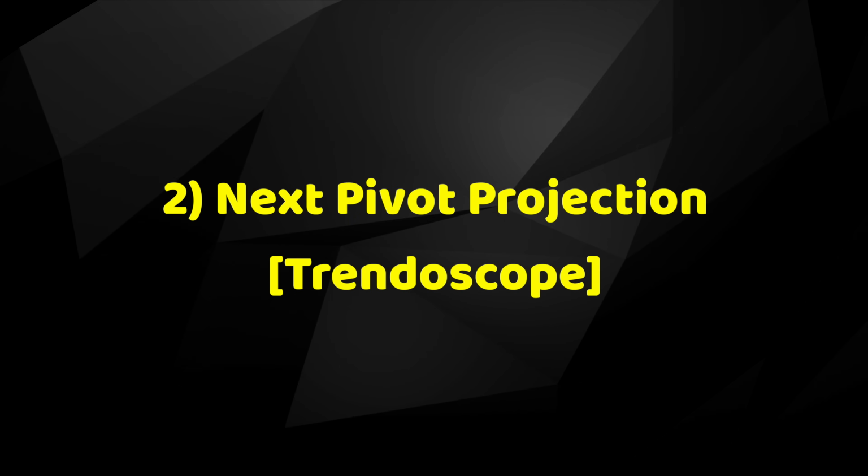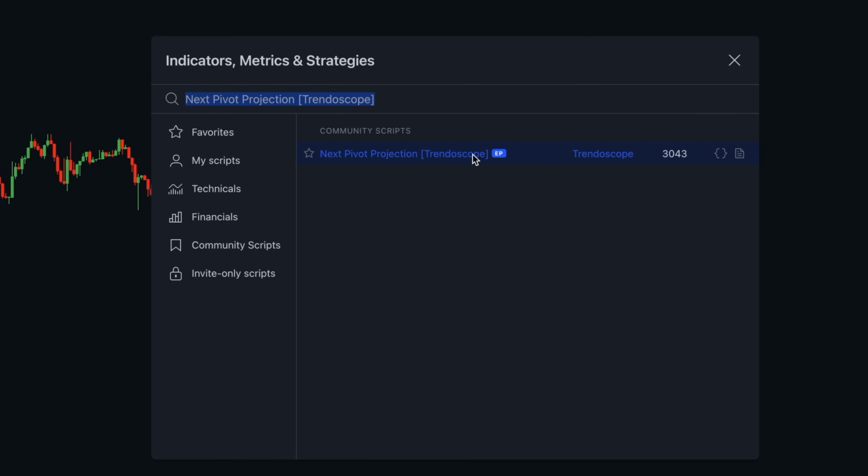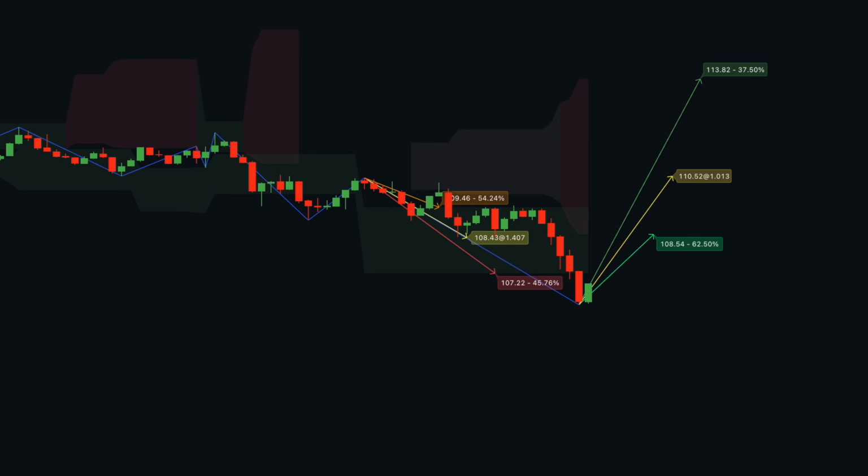The second tool on my list is Next Pivot Projection by Trendoscope. The Next Pivot Projection indicator is an experimental tool that builds on divergence backtest results to forecast future pivot points in the market, including one unconfirmed pivot. It utilizes historical data on pivot occurrences and their characteristics to project future pivots' potential positions and prices.